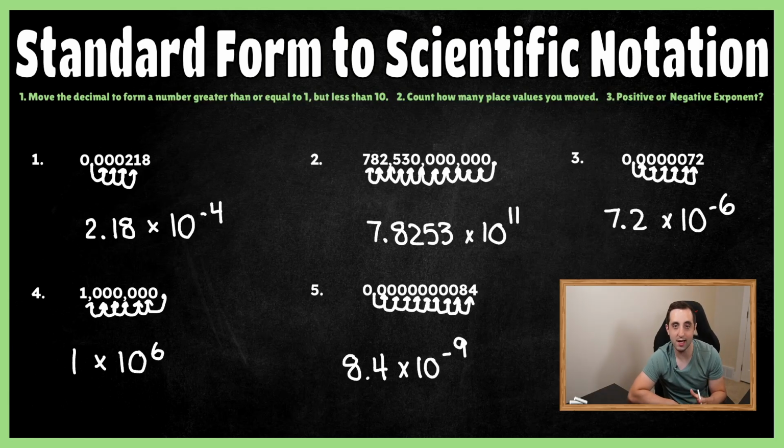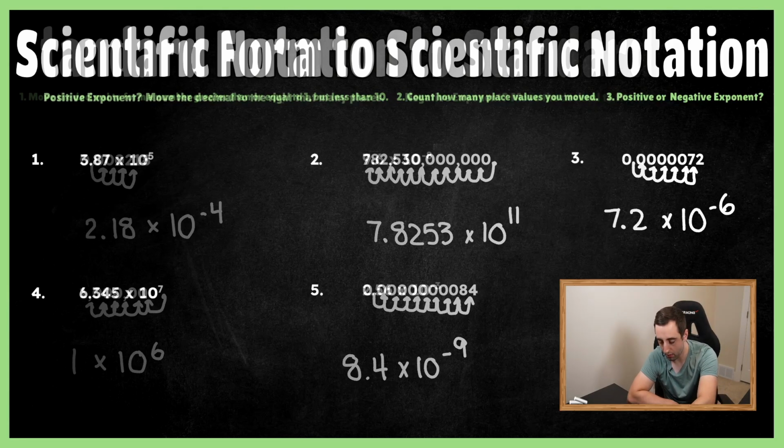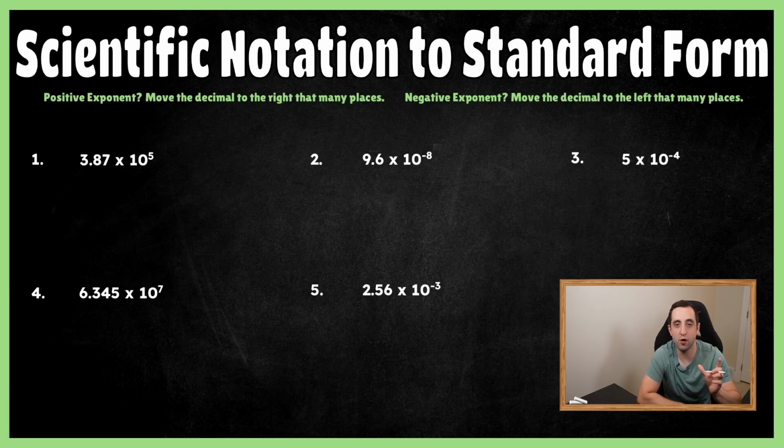Now let's go ahead and take a look at the reverse. Scientific notation, back to standard form. Now we're looking at the reverse. We're going to go from scientific notation back to standard form. So let's go ahead and take a look at the first one. We have 3 and 87/100 times 10 to the 5th.